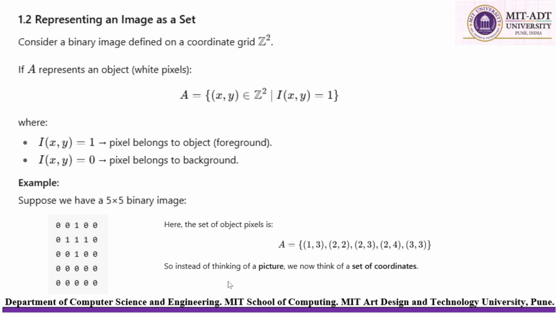So what we have done here is, instead of thinking of the entire picture, we are only looking at the set of coordinates whenever we represent an image in the form of a set. We are not bothered about the rest of the pixel positions. So this is a simple representation of a binary image with a set.